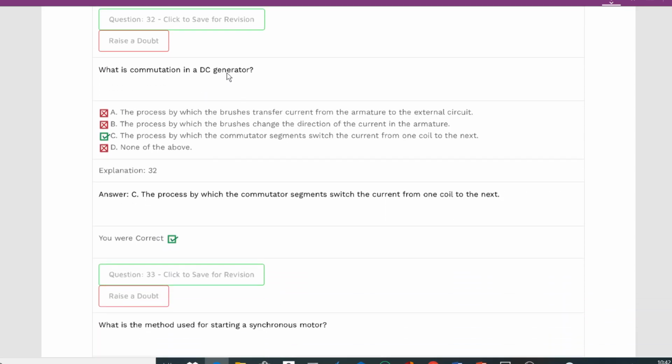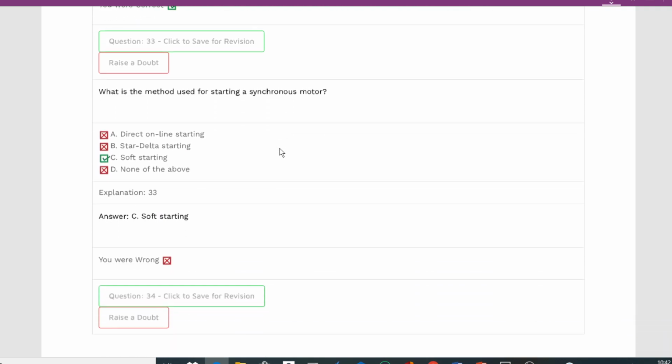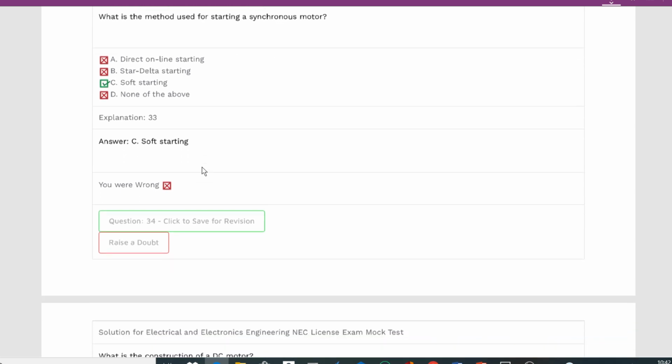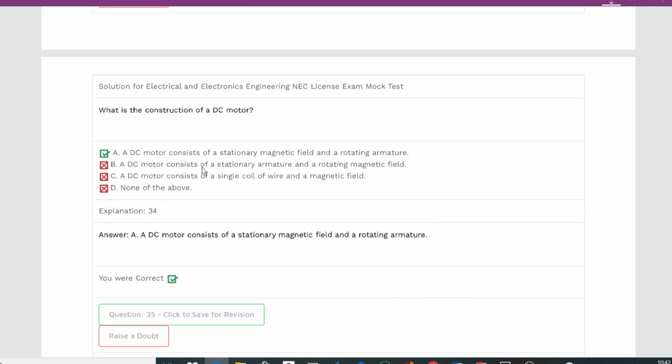Now what is commutation in DC generators? It is the process by which the commutator segments switch the current from one coil to the next. Now what is the method used for starting a synchronous motor? Here the method used for starting a synchronous motor is soft starting. Now what is the construction of DC motors? A DC motor consists of a stationary magnetic field and a rotating armature. So this is the construction of DC motors.